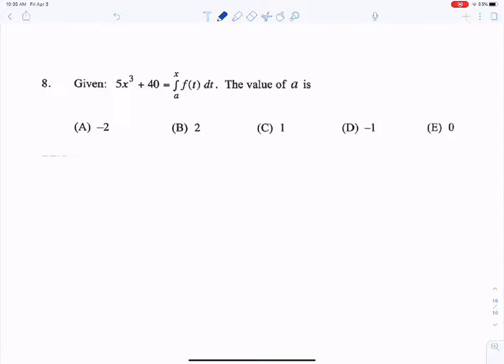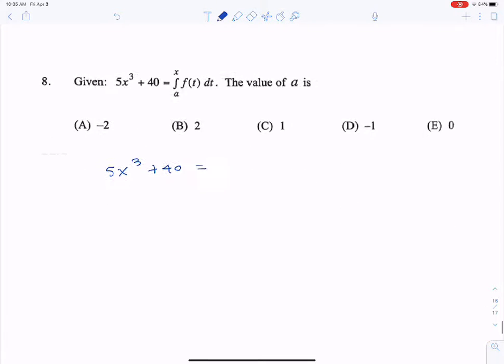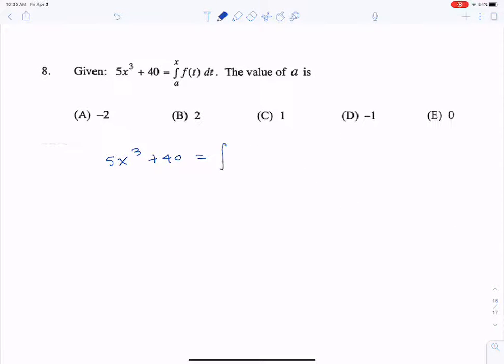So we are given this information, and I want to find the value of a. First thing I'm going to do is take the derivative of both sides, because if both things are equal, both their derivatives are equal. So I get 15x squared equals f of x. And remember, I get f of x because that is the second fundamental theorem of calculus.